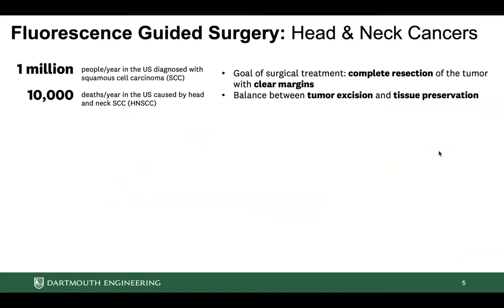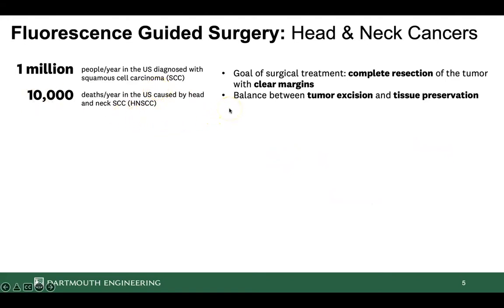We are using this application to try and improve fluorescence-guided surgery, specifically in the oral cavity of head and neck cancers in patients with head and neck cancer. Over 1 million people per year are diagnosed with head and neck cancer, and 10,000 deaths per year are anticipated.